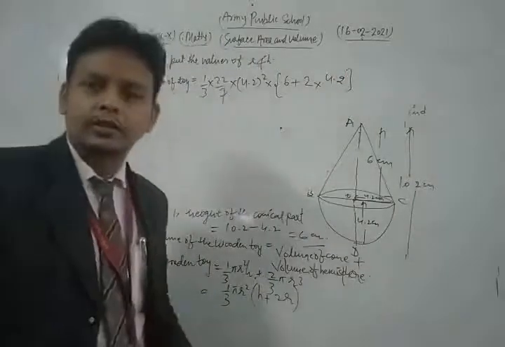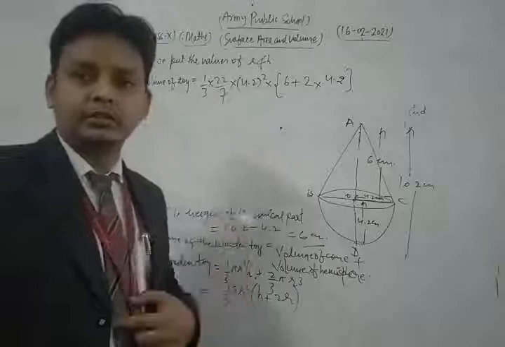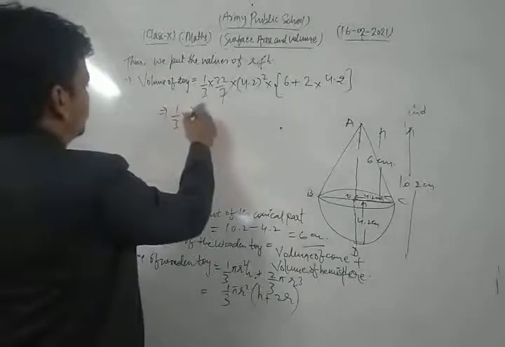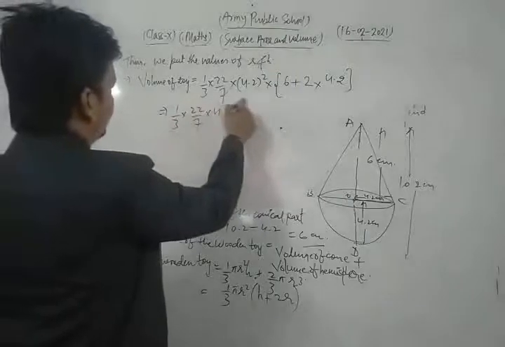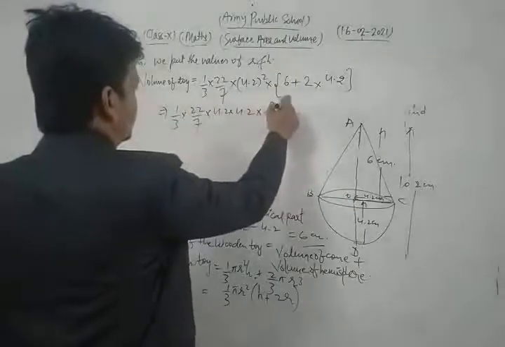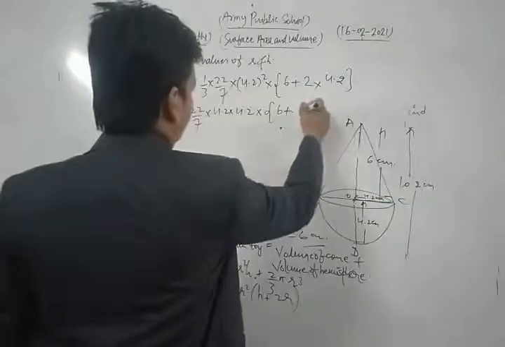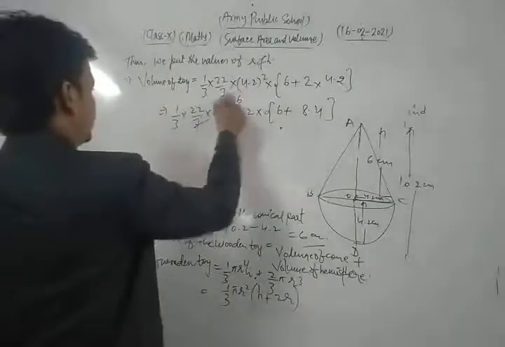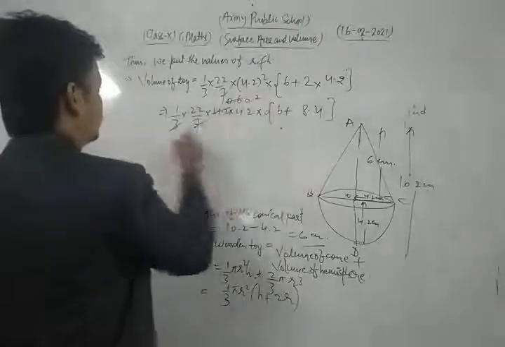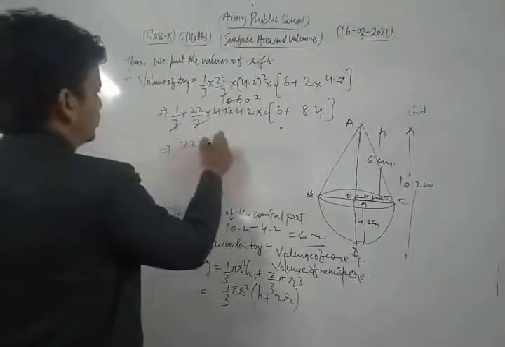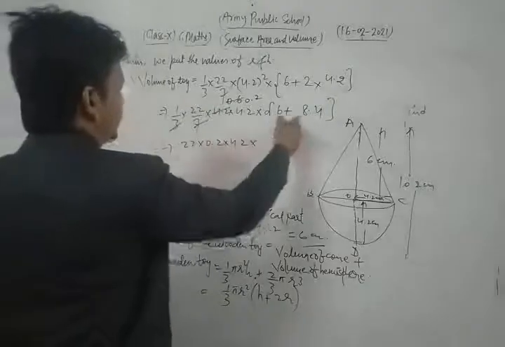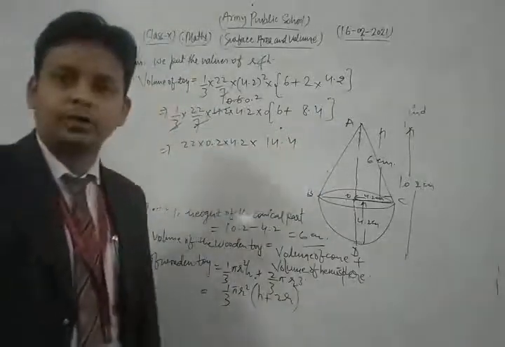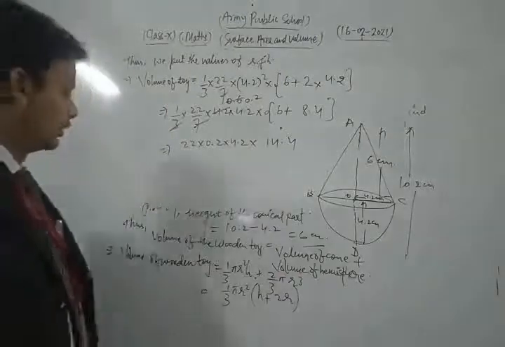Now we simplify them and we get our result. So here we write 1 by 3 into 22 by 7 into 4.2 into 4.2 into 6 plus 2 into 4.2, that is 8.4. Now 7 sixes are 42 and 3 twos are 6, so we get 22 into 0.2 into 4.2 into, adding them, 14.4.